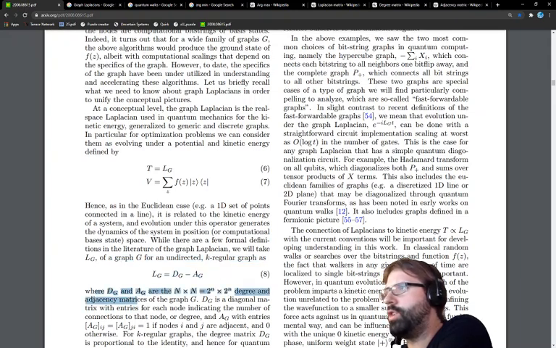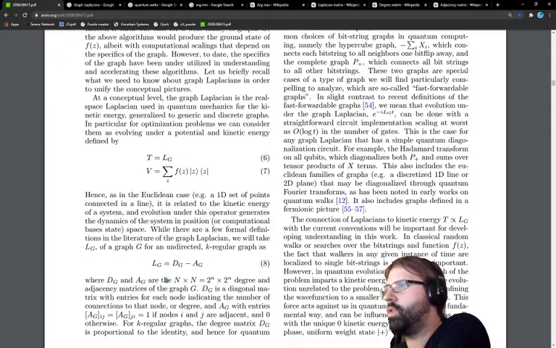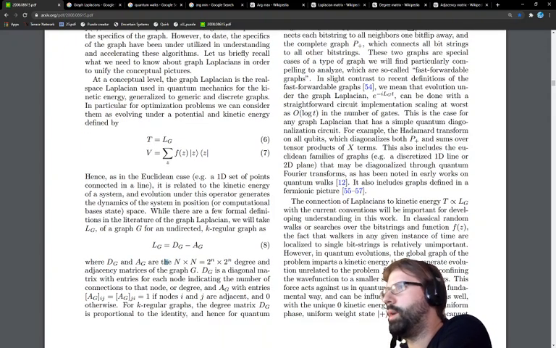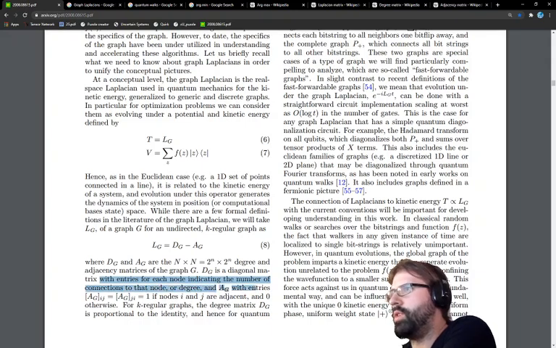So where DG and AG are the n by n degree and adjacency matrices of the graph G, DG is a diagonal matrix. It's everything written here. The number of connections to that node, or degree, and AG with entries equal to 1 if nodes i and j are adjacent and 0 otherwise.